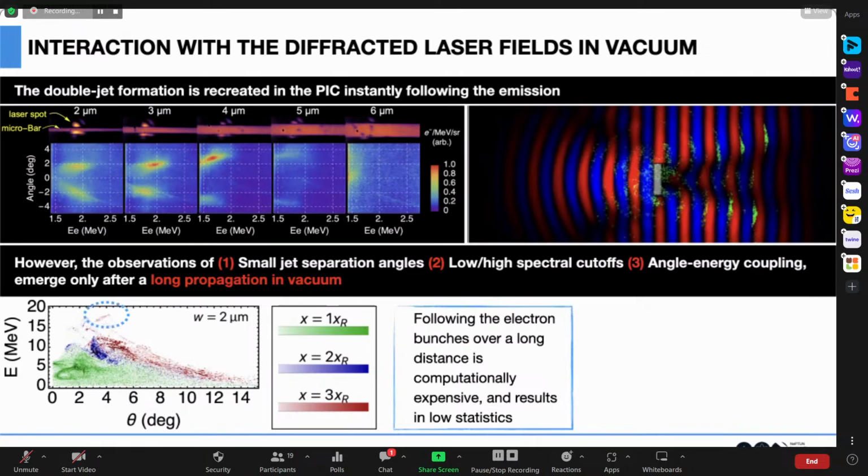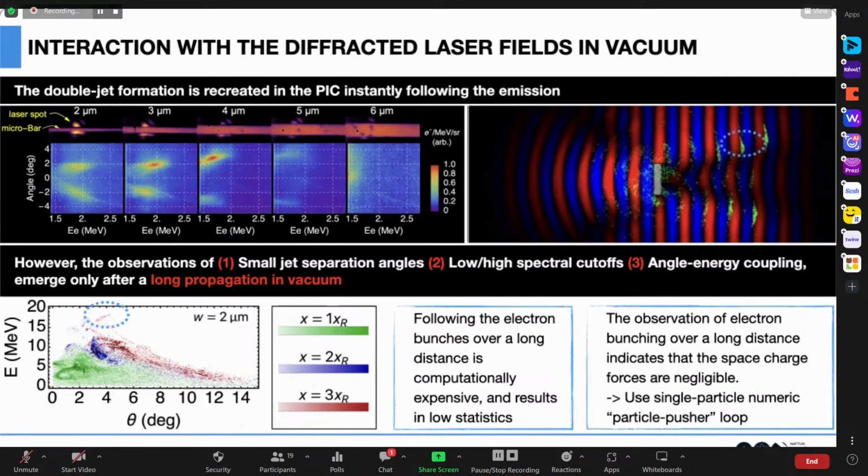Now, this is a pretty bad thing to follow with particle in cell. It's very, very computationally expensive. And the low statistics that I marked with the circle are an indication of that. So instead, we rely on the observation that those attosecond duration electron bunches maintain their very short duration. And for us, this is an indication that the space charge forces between the electrons in each bunch are negligible.